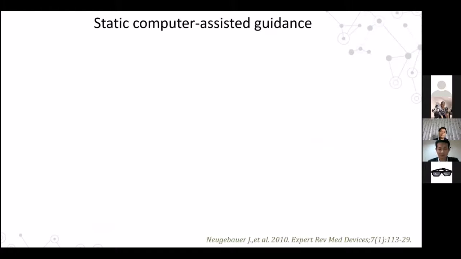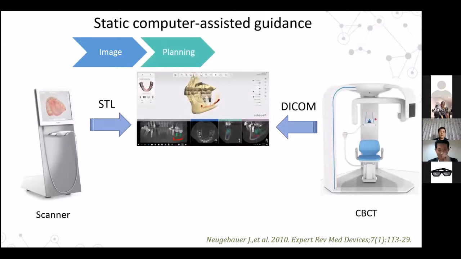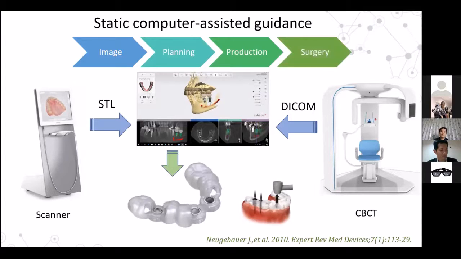For the procedure of how to produce the static computer guide, we need a 3D file, an .stl file from the scanner, and a DICOM file from the CBCT. Put the 2 files into the implant planning software, then production by milling or printing, and then go to surgery.